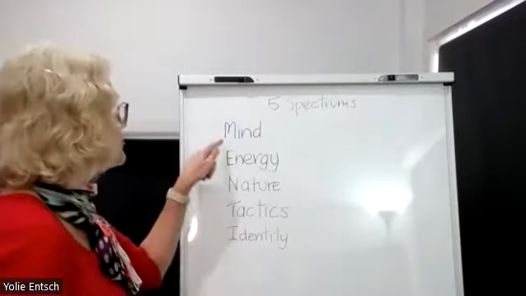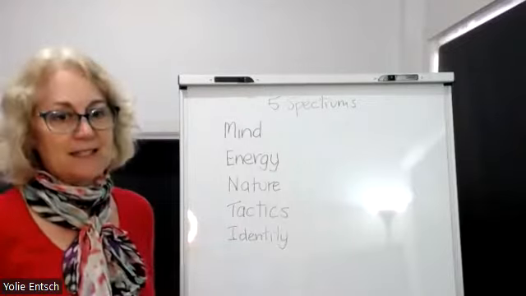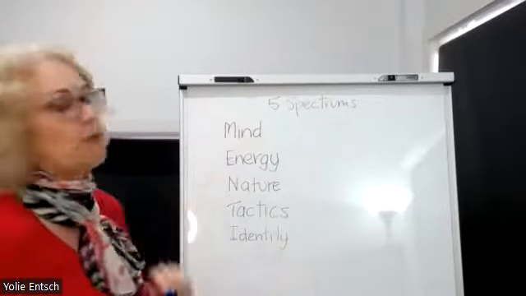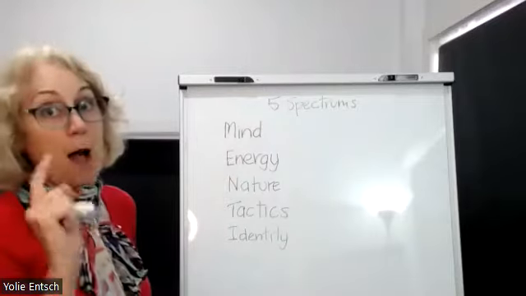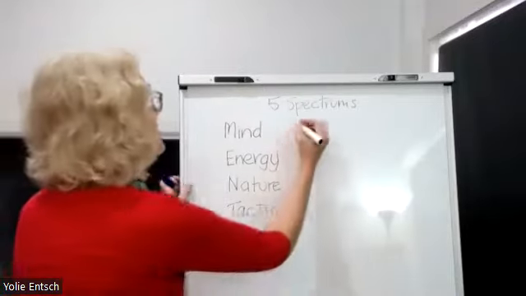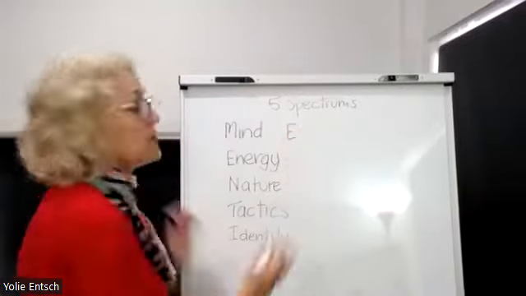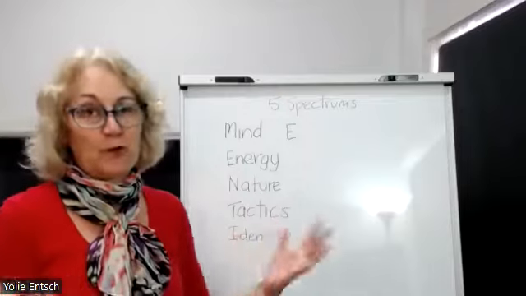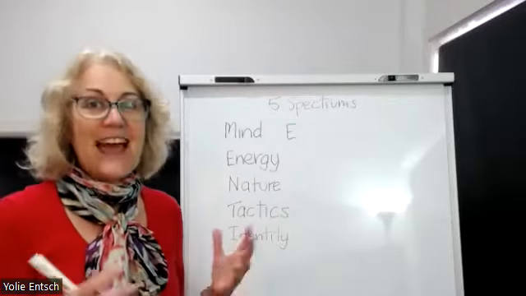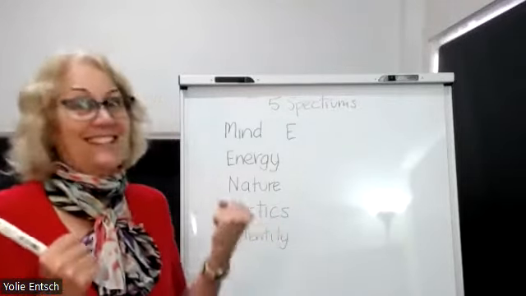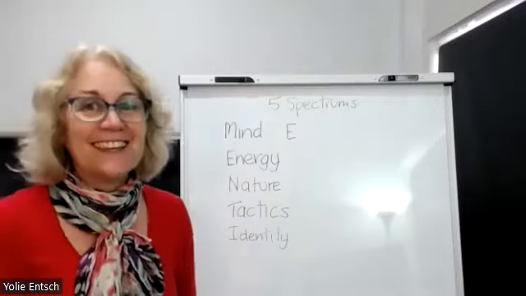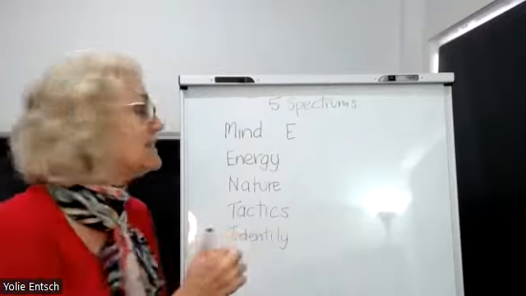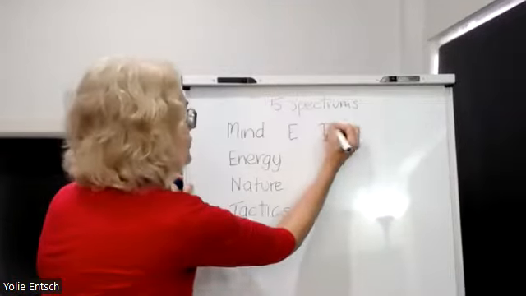The first spectrum is the mind, and the mind is how you interact with the world around you. Mine was E, which means extrovert. So I'm an extrovert, and I tend to love being a part of a group and group activities. And as an extrovert, I tend to be excited, which is definitely me. Now, the opposite to an extrovert on the other end of the spectrum is someone who is introverted.